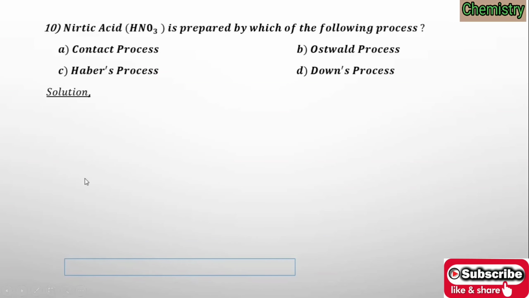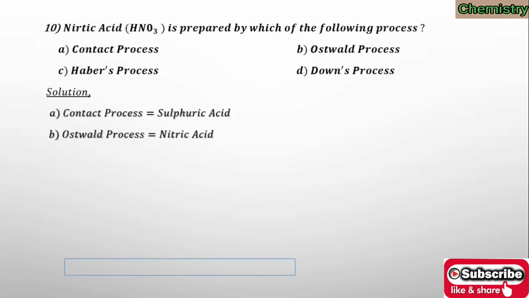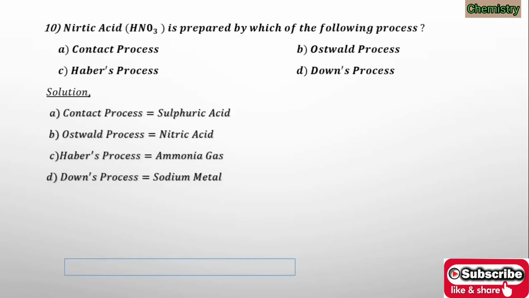In question number 10 we have, nitric acid is prepared by which of the following processes? Contact process, Ostwald process, Haber's process, Downs process. You have to remember, sulfuric acid is prepared by the contact process, nitric acid is prepared by Ostwald's process, Haber's process is used for the preparation of NH3, that is ammonia. Downs process is used for the manufacture of sodium metal.